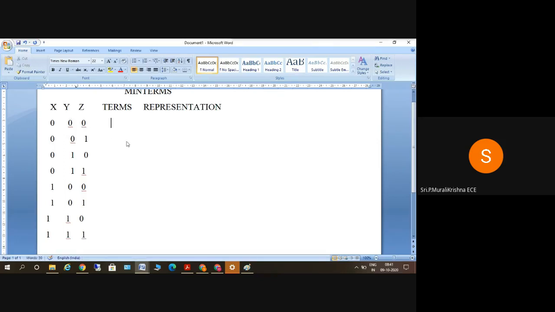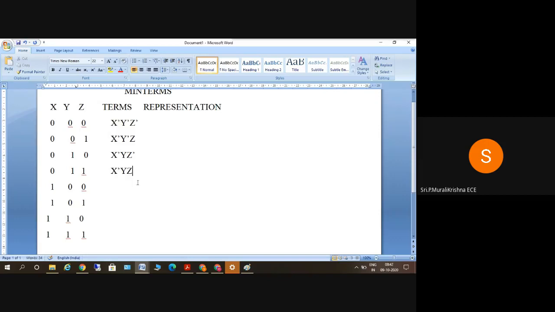So what are the terms here? I told you 0 is a complement term and 1 is a normal term here. So what is the term here? I'll write it as x bar, y bar, z bar. And tell me the next ones. What are the next ones? x bar, y bar, z. And here it is x bar, y, z bar. So 0 is a complement form, 1 is a normal form. So x bar, y, z.